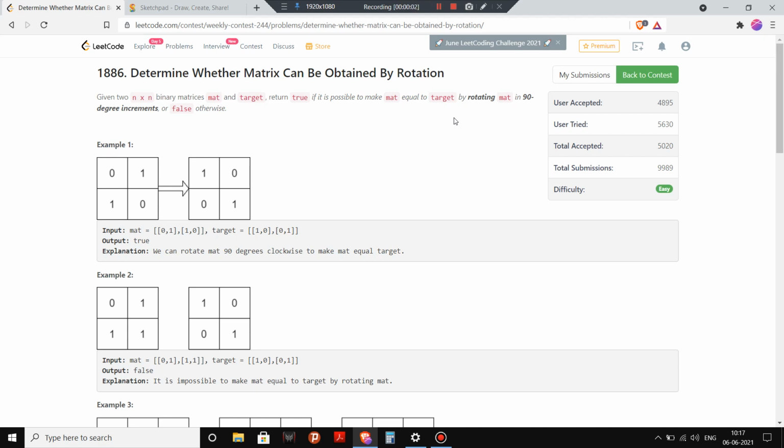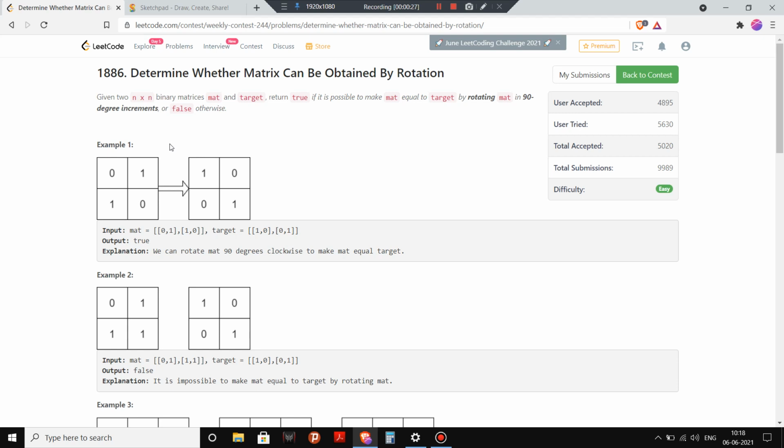Hello everyone. In this video we are going to solve the question: determine whether matrix can be obtained by rotation. Here we are given two n cross n binary matrices. First is mat and second is target. We have to return true if it is possible to make mat equal to target by rotating mat in 90-degree increments, or false otherwise. The first thing to note is that it is increments, so we can have multiple increments.